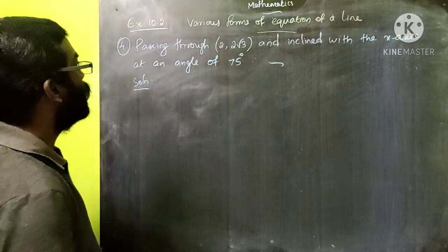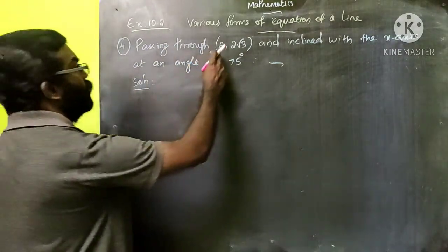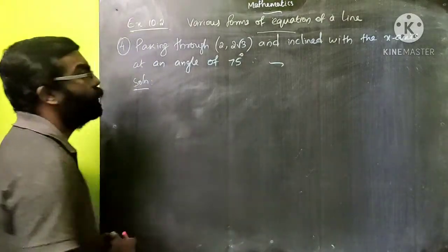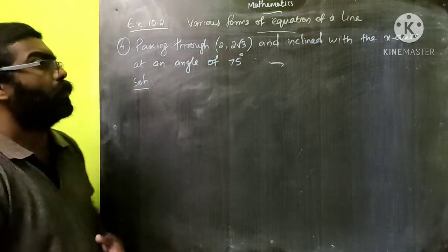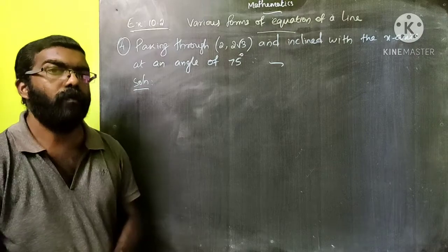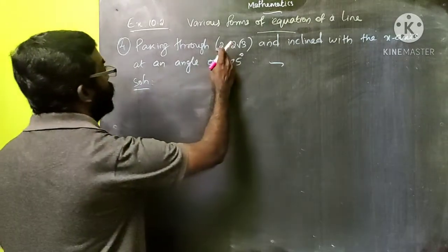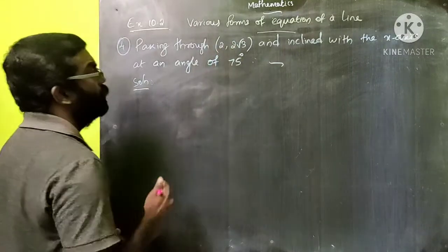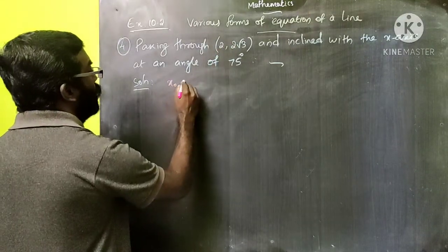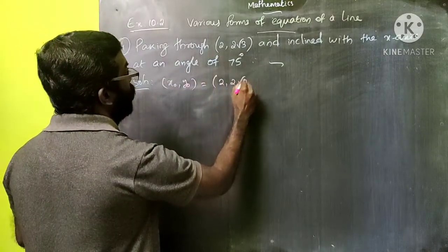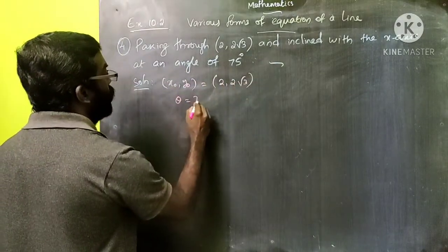Now we move on to question number 4. Here we have to find the equation of a line passing through 2 comma 2 root 3 and inclined with the x-axis at an angle of 75 degrees. So it's also point slope form, but the slope is not given. We have to find it. The point is given. This can be taken as x0, y0. So here the point is 2 comma 2 root 3 and the angle theta is given as 75 degrees.